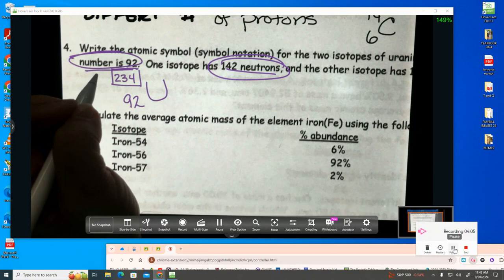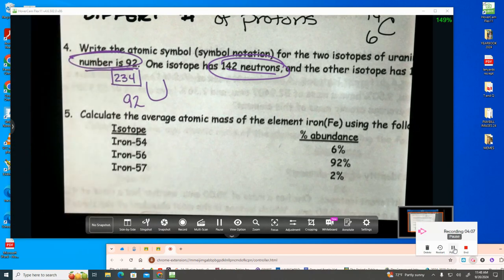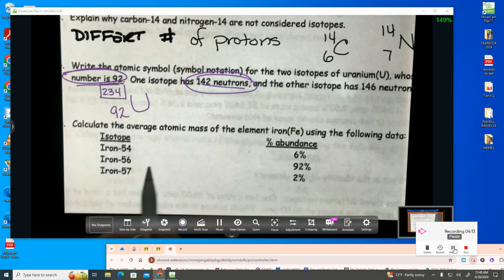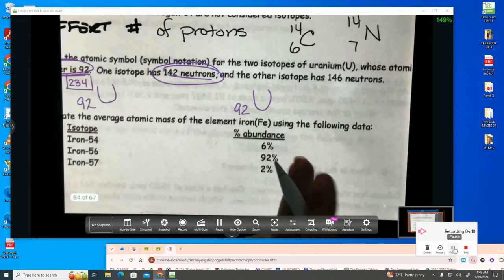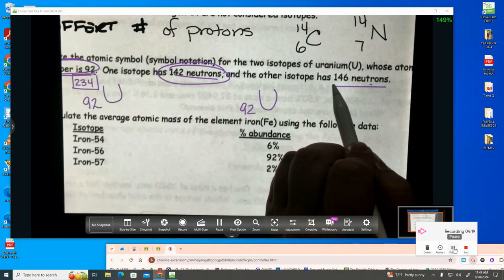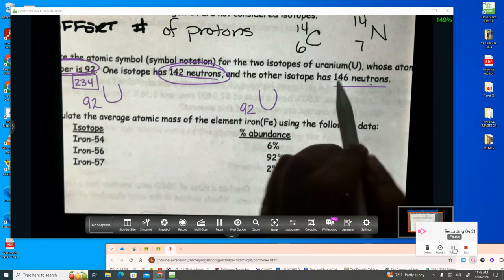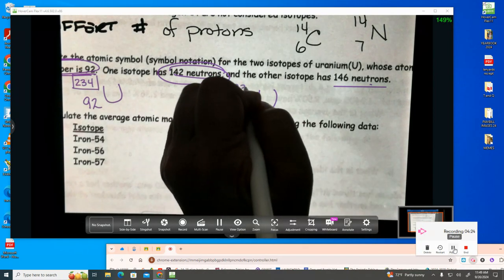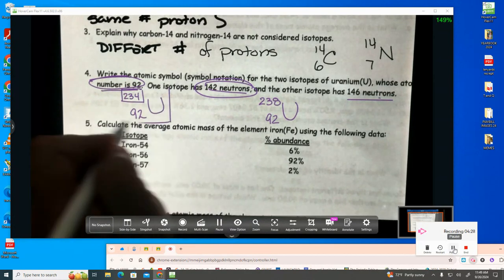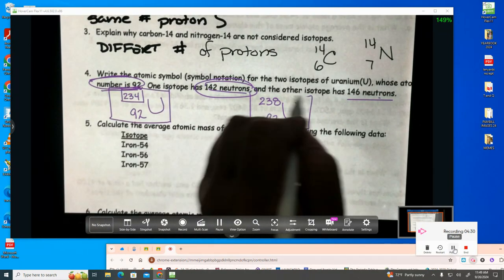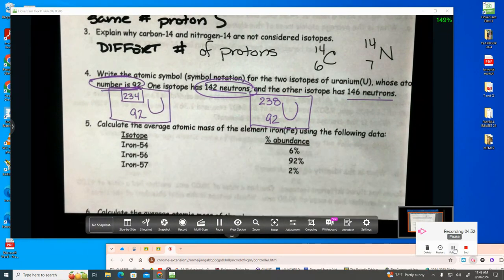So what do we get when we add them together? Okay, good. There was a lot of numbers coming out of there. Oh, you did the second one too. All right. So then we've got uranium 92 over here. This one has 146 neutrons, so it's not the same number of neutrons. So we're going to have 238 over here. These are the isotopic notations for both uranium isotopes.